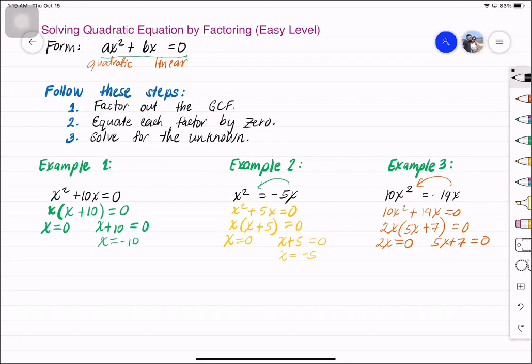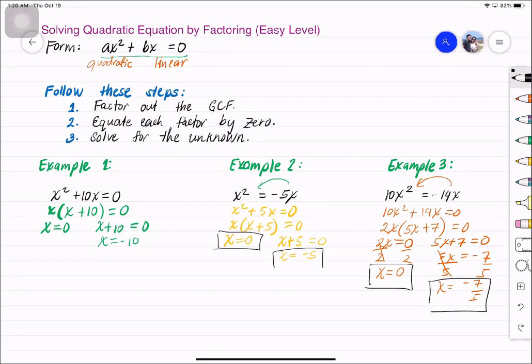We're going to simplify it by dividing both sides by 2. Then you will get x equals 0 still. However, the other side will become 5x equals negative 7, and dividing by 5 on both sides, x equals negative 7 over 5. As simple as that. Still, we have two values, or two roots, of the quadratic equation. There are always two roots.